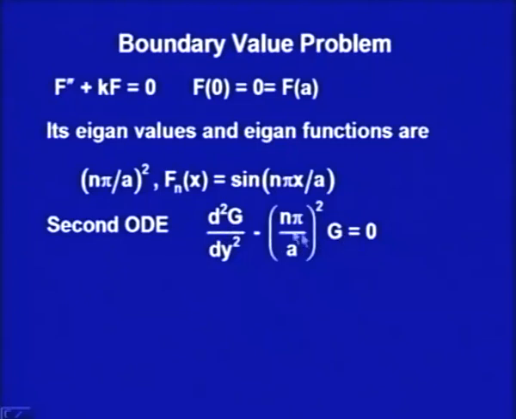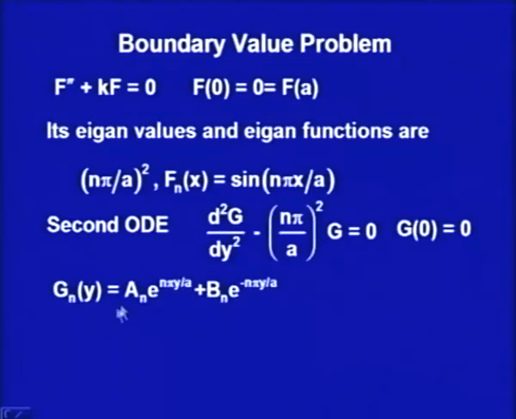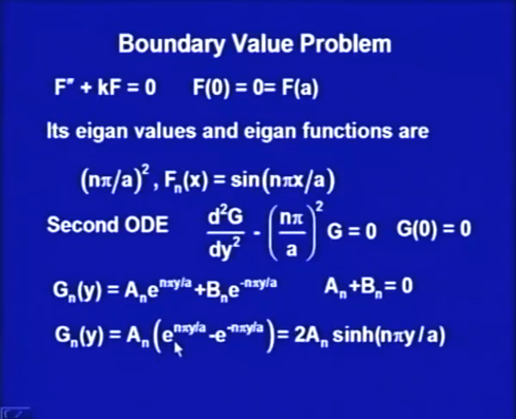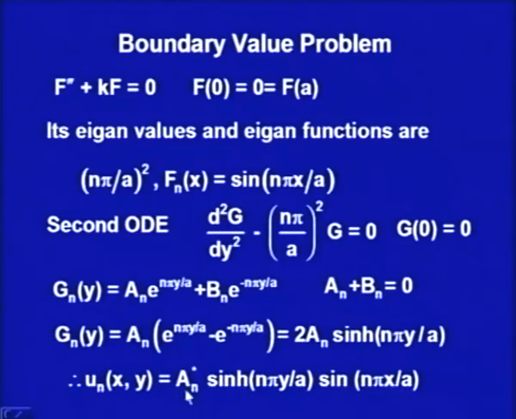Now the second ordinary differential equation is this one. If these are the eigenvalues, then k is (n pi over a) whole square. For this the solution is A_n e to the power n pi y upon a plus B_n e to the power minus n pi y upon a. Putting G(0) equal to 0 gives A_n plus B_n equal to 0, or B_n equal to minus A_n. So we get the solution as A_n times e to the power n pi y upon a minus e to the power minus n pi y upon a, that is, in hyperbolic function, 2 A_n sinh(n pi y upon a). So the solution is u_n(x,y) equal to A_n star sinh(n pi y upon a) times sin(n pi x over a). This 2 A_n I am writing as A_n star.